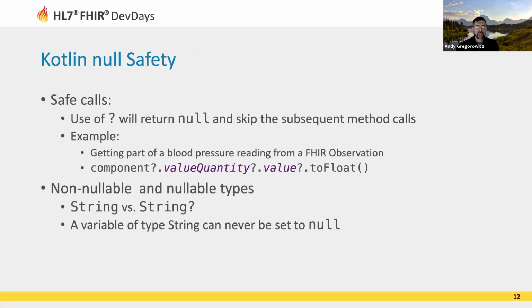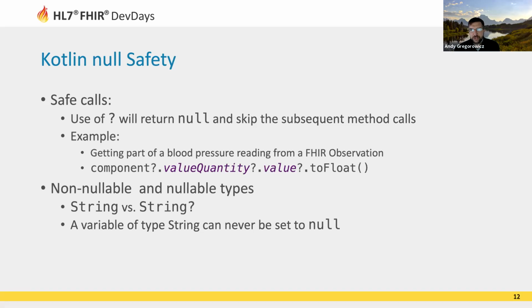One of the nice features that Kotlin provides for you is that it's really strong on null safety. The first thing that I'll talk about is that Kotlin has this notion of safe calls, where you can use a question mark. It's sort of like an operator, and it'll return null and skip subsequent method calls. So for those of you who might be dealing with a FHIR observation that is conforming to the US Core vital sign for blood pressure, you have to look through that observation to dig through to get to the component, and that component's going to have the value quantity, which is going to have a value, which eventually you're going to want to wind up doing something like casting it to a float.